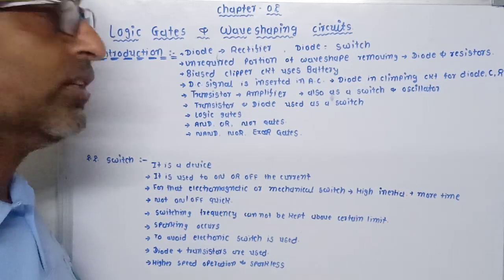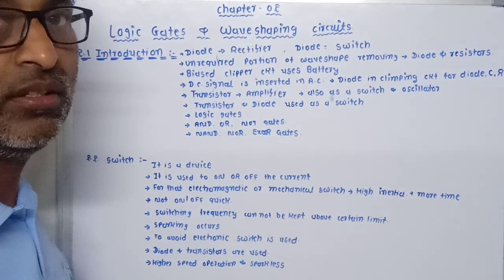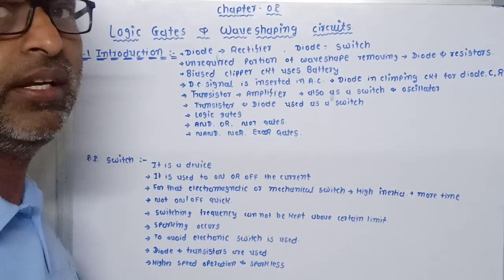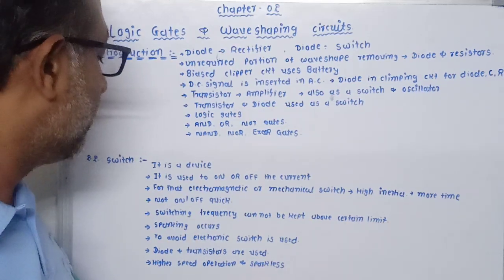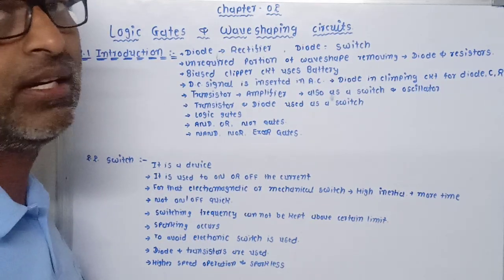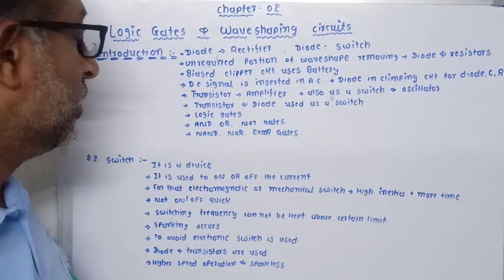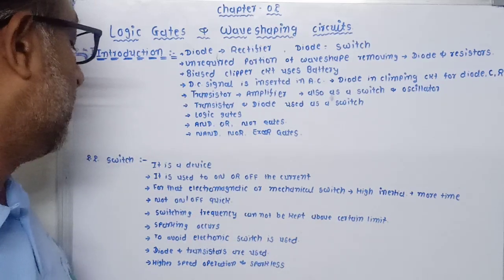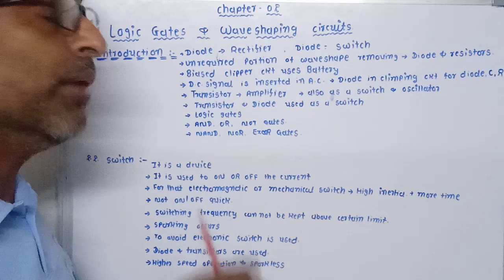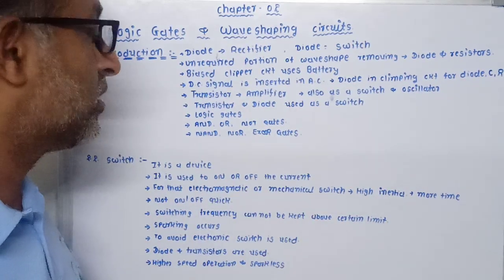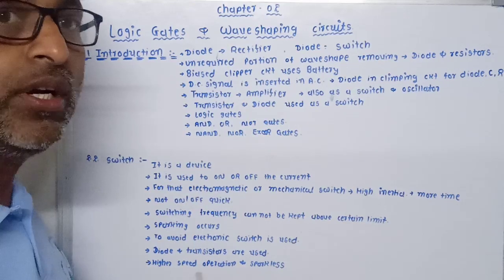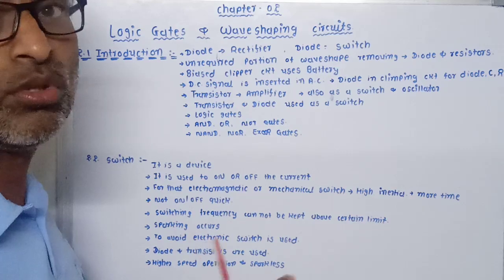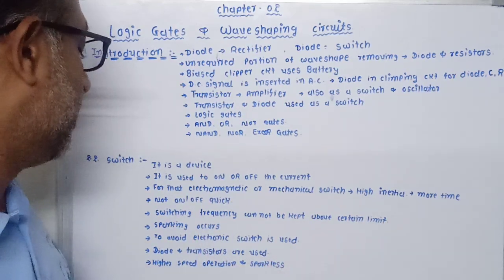That means the time required for on and off is more. That means the on-off time is not quick. That is the main drawback. Due to this inertia, the switching frequency cannot be kept above a certain limit. That means there are some limits, and when the contacts break, sparking occurs across the terminals. That is a main problem.